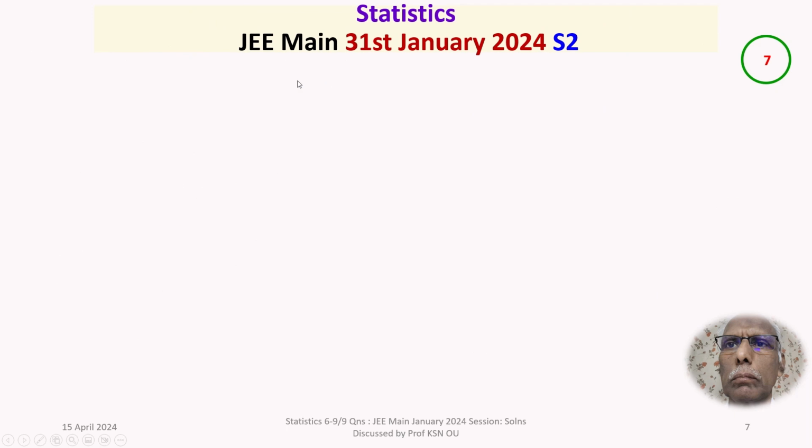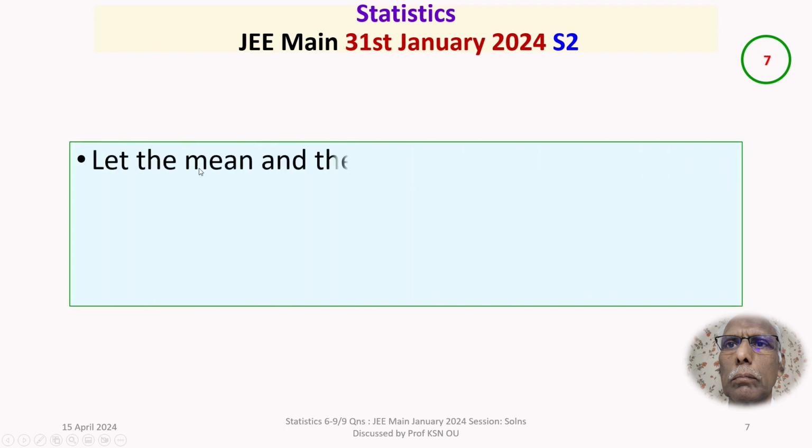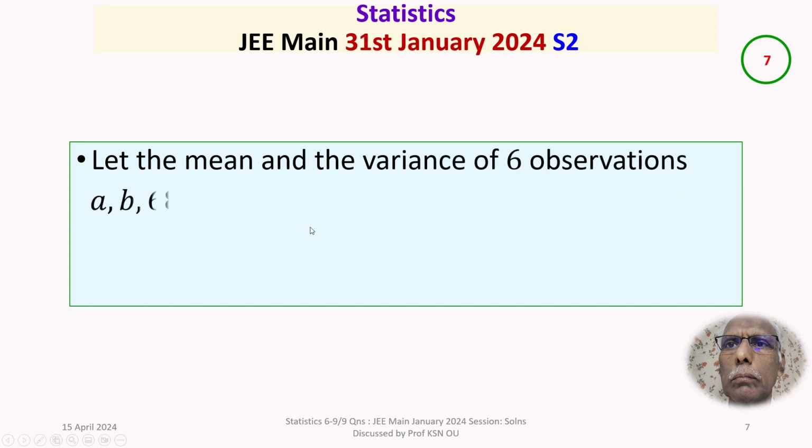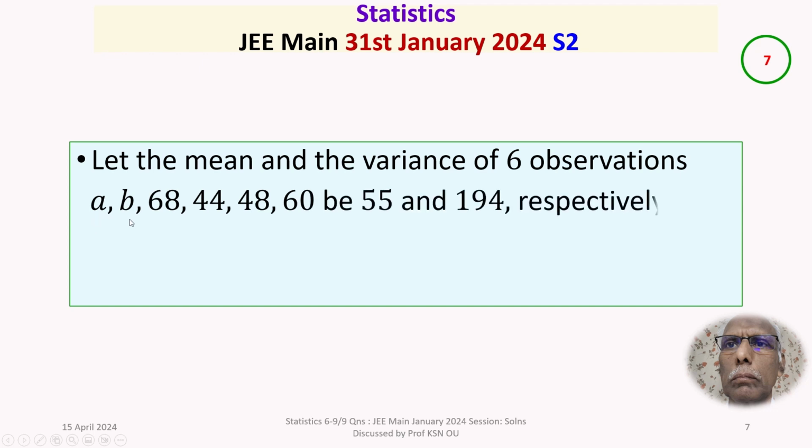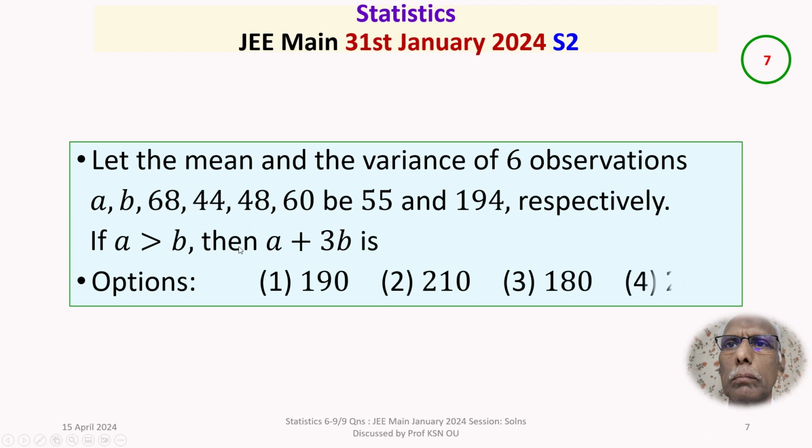This question has appeared in the JEE Main exam held on 31st January 2024 in the second shift. Let the mean and the variance of 6 observations A, B, 68, 44, 48, 60 be 55 and 194 respectively. If A is greater than B, then we are required to find the value of A plus 3B.